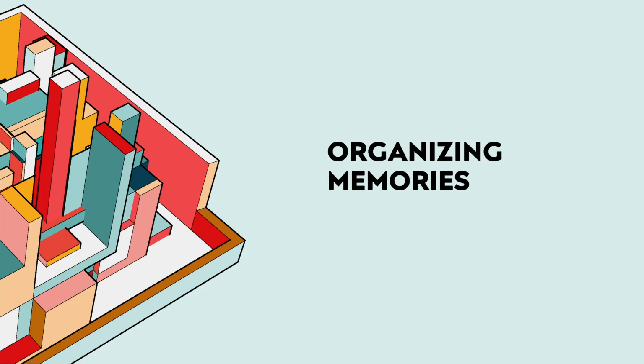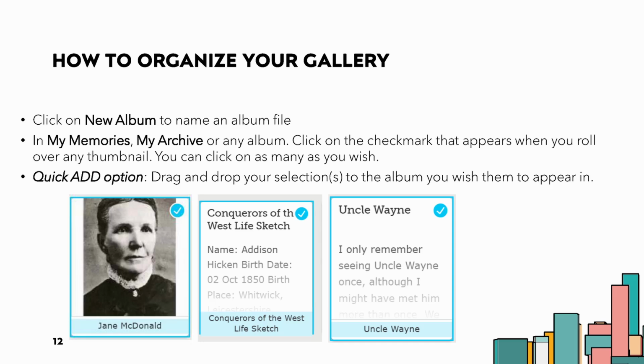So how do you use this menu then to organize your memories so that they make sense and you can find them quickly? This is how you do it. The first thing you do is you click on the new album, as you saw on that list on the left side of the gallery. It's got new album. So you're going to click on new album.